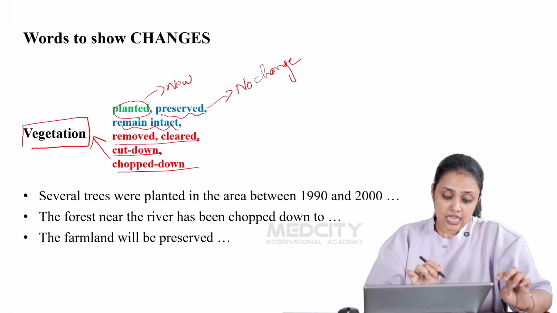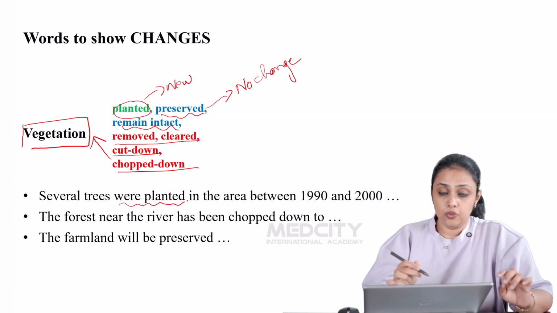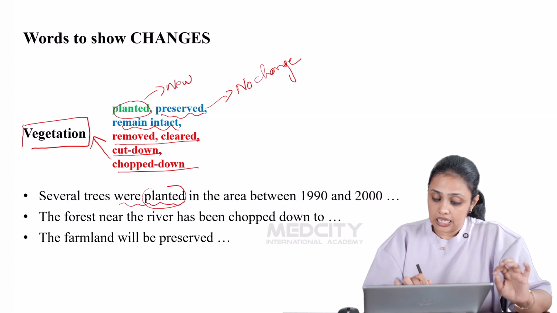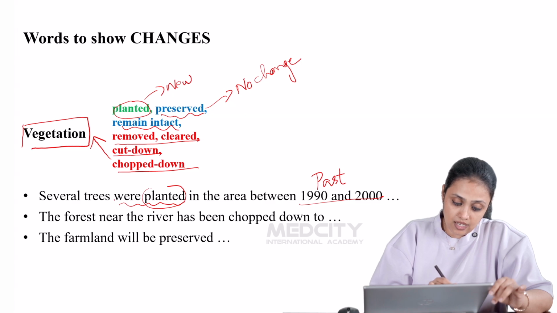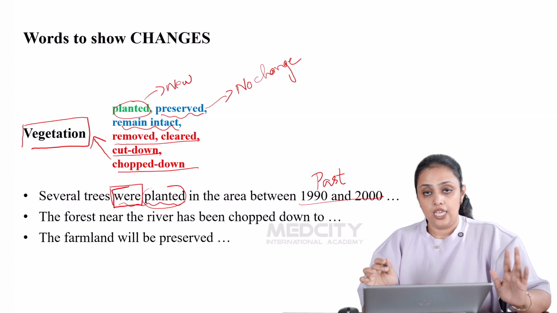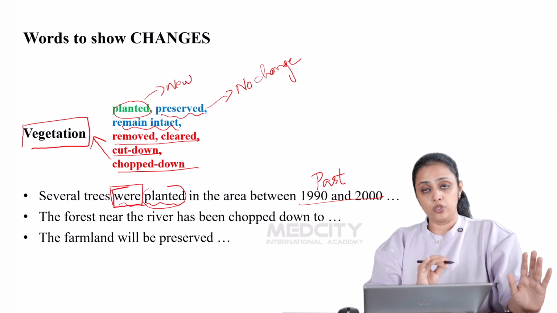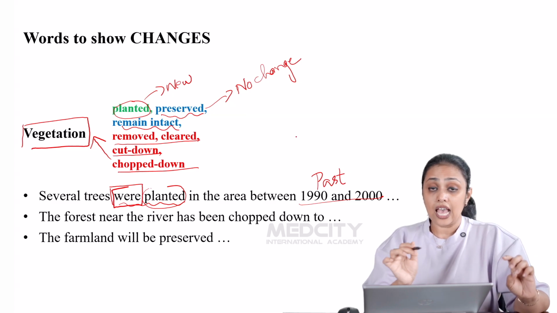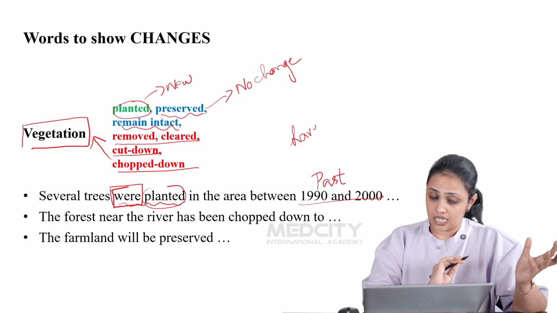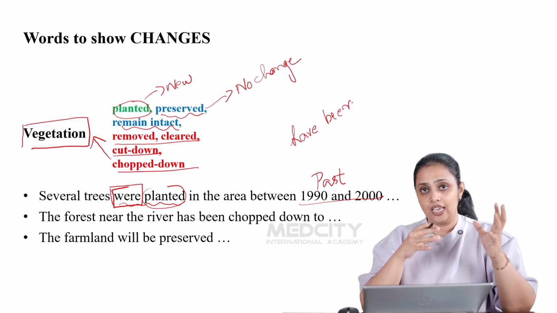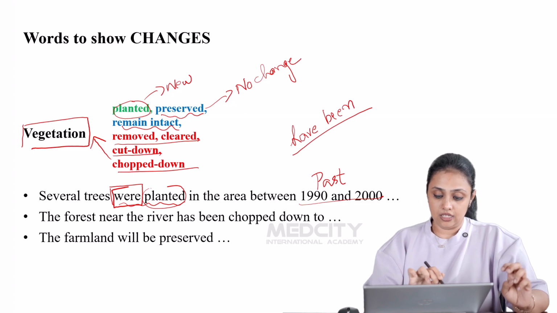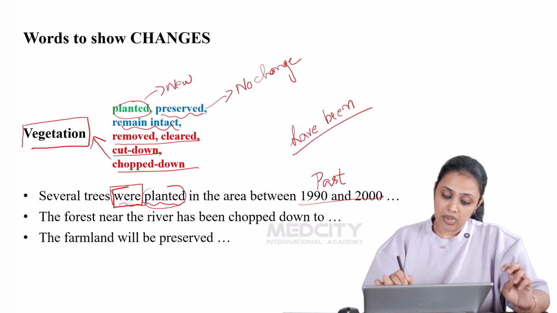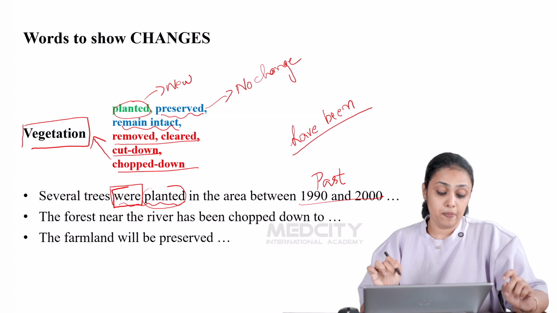Here are a few examples. Several trees were planted, which means introduced, were planted in the area between 1990 and 2000. Both are past years. That's why it's been said several trees were planted. Now, if it was past and present, how would you say it? Several trees have been planted. It has been planted in the past and still now it's there. The effect is still there. So you can say that have been planted. Now, since both are past years, you can say several trees were planted.